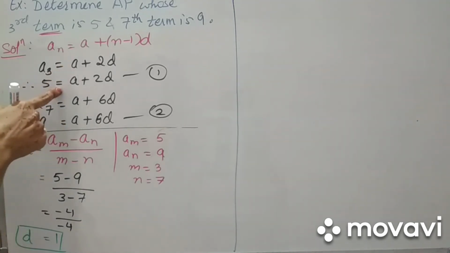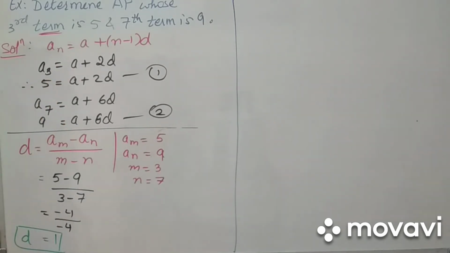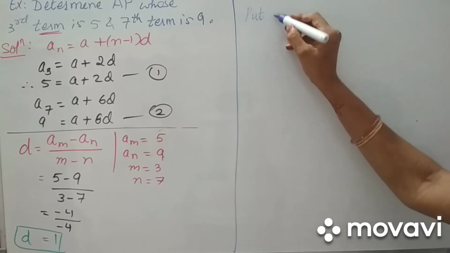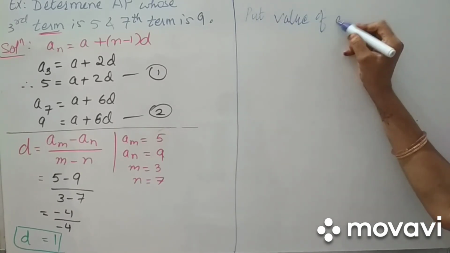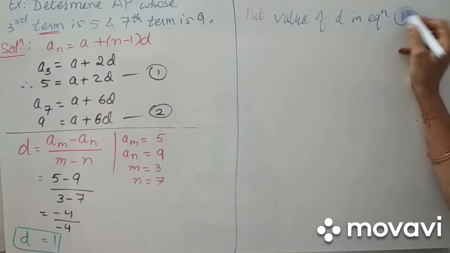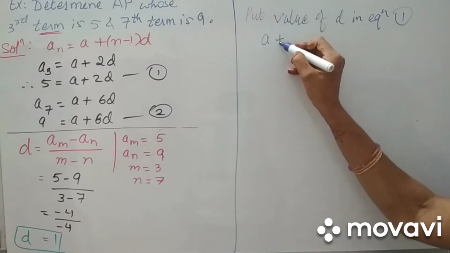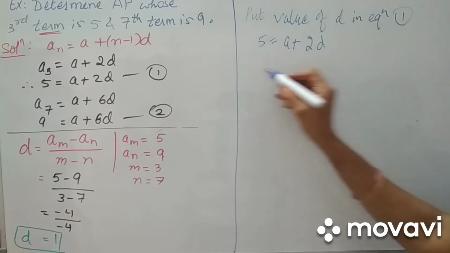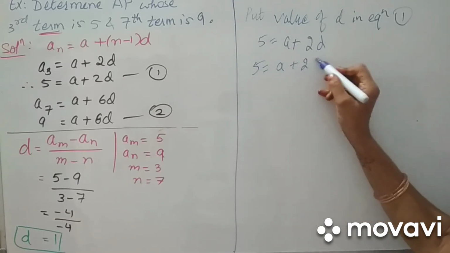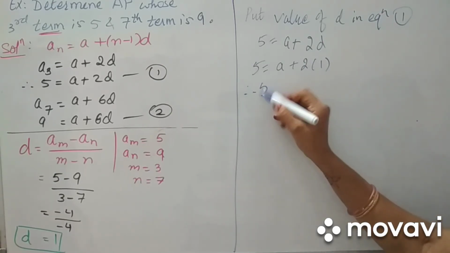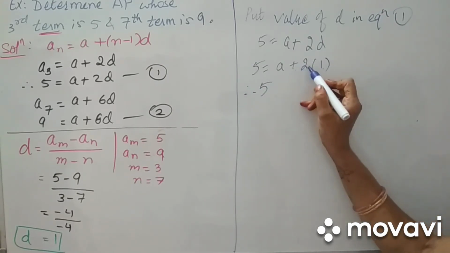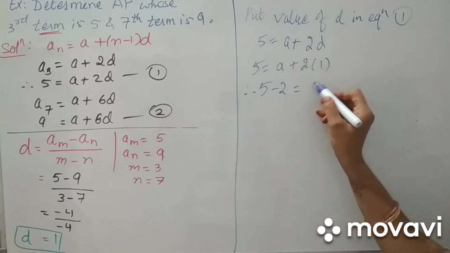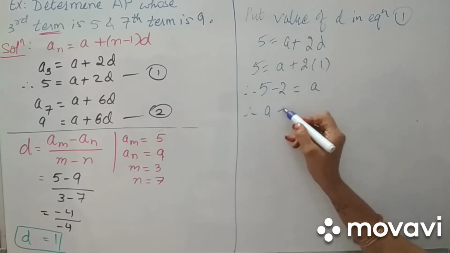Put it in any of these formulas and get the answer of A. Put the value of D in equation 1. What is our equation? 5 is equal to A plus 2D. So 5 is equal to A plus 2 into D, D is 1. Therefore 5, 2 ones are 2, and this positive 2, if we take it on the other side, it will be negative. So A is equal to 3.